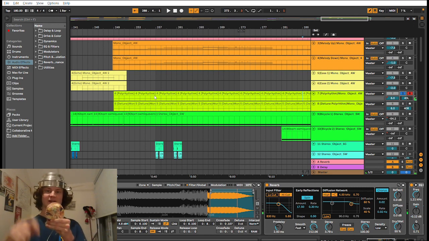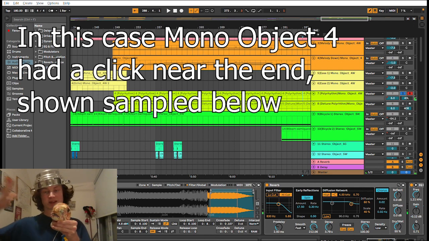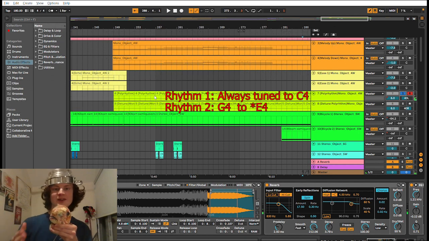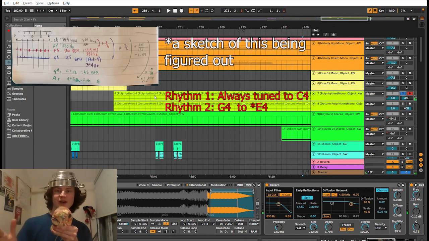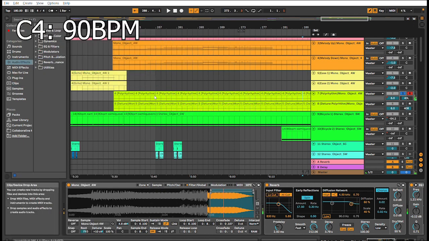So by taking one of the sounds that had a click, you could move the second of the two rhythms from a G to a flattened E to get from a 3-2 polyrhythm to a 5-4 polyrhythm with all the chaos in between.